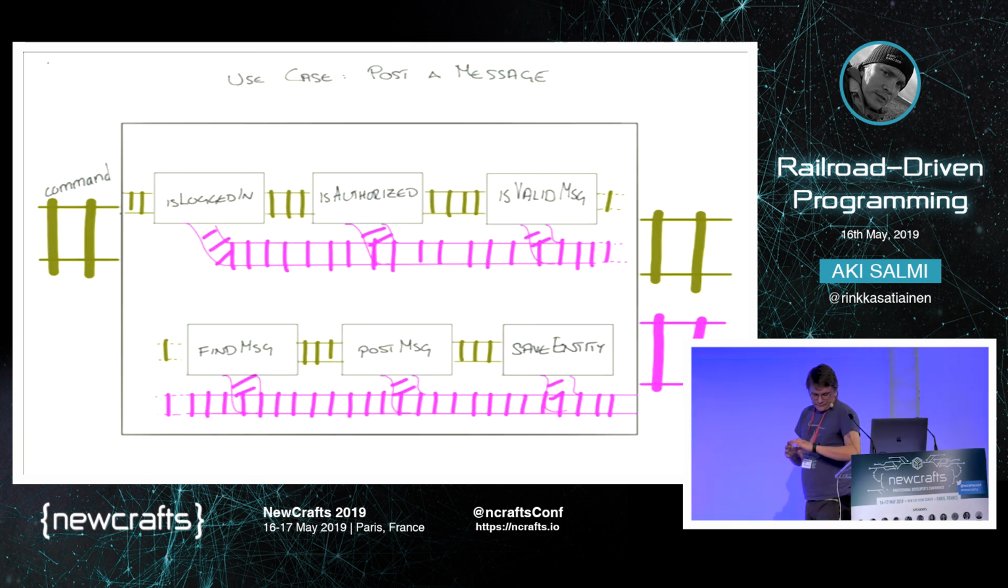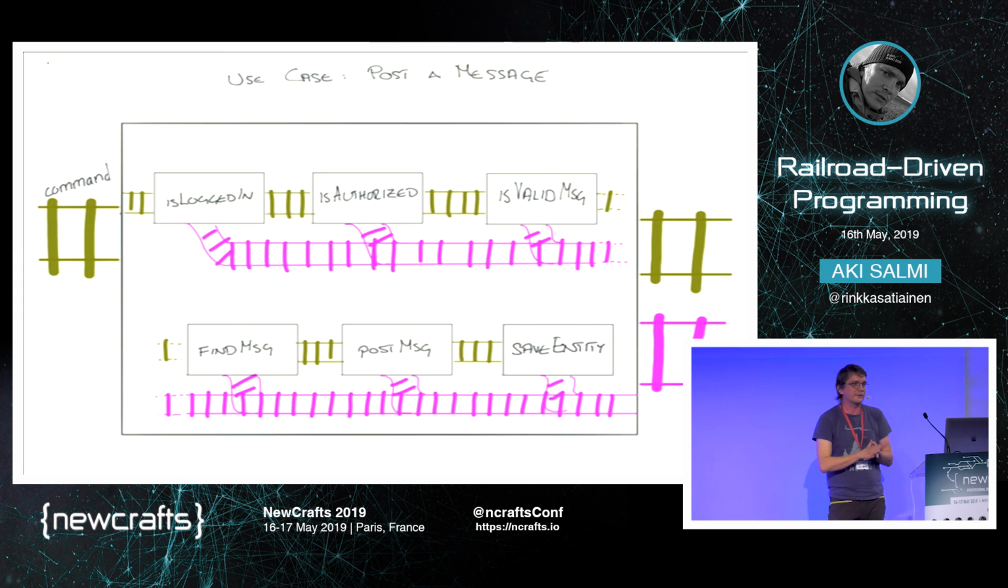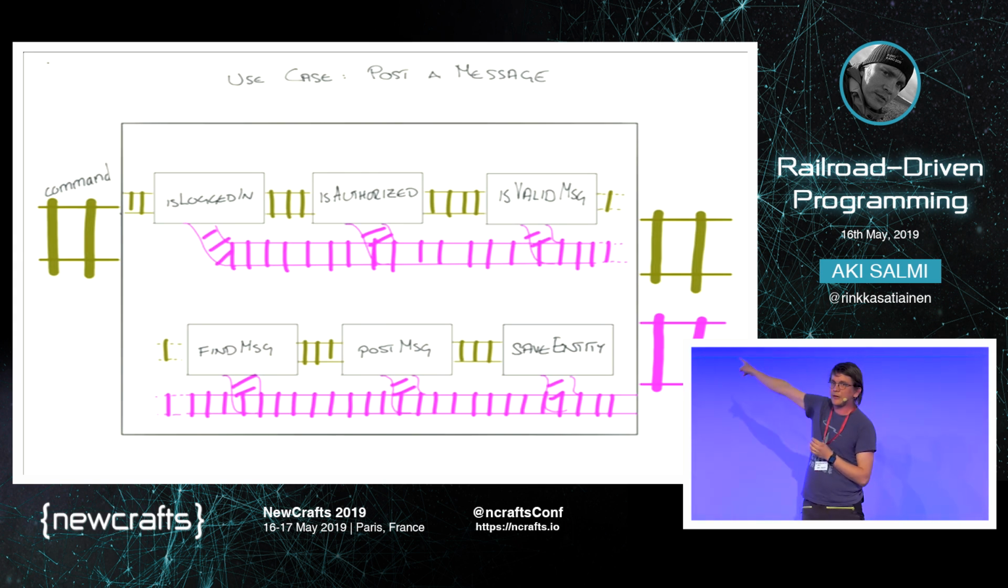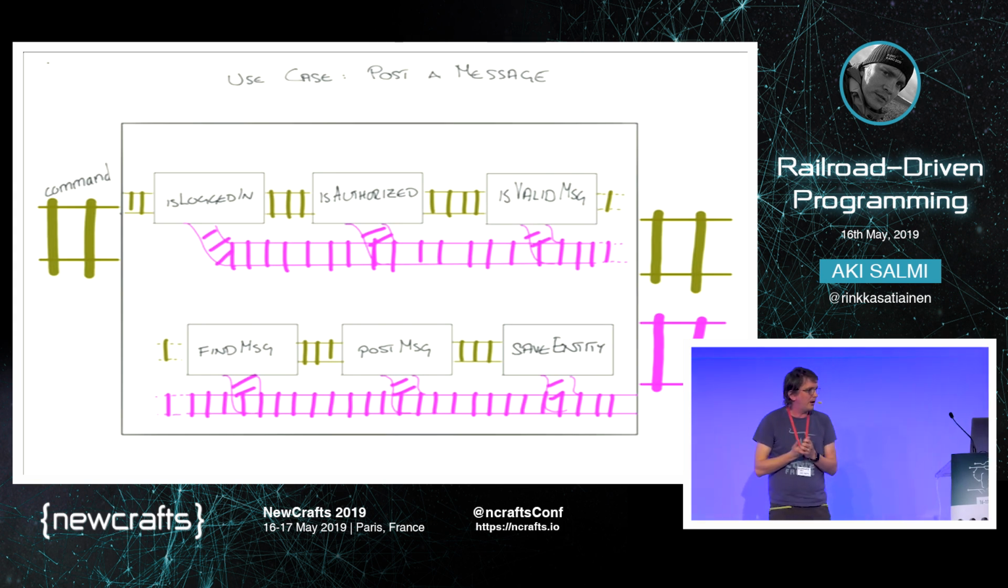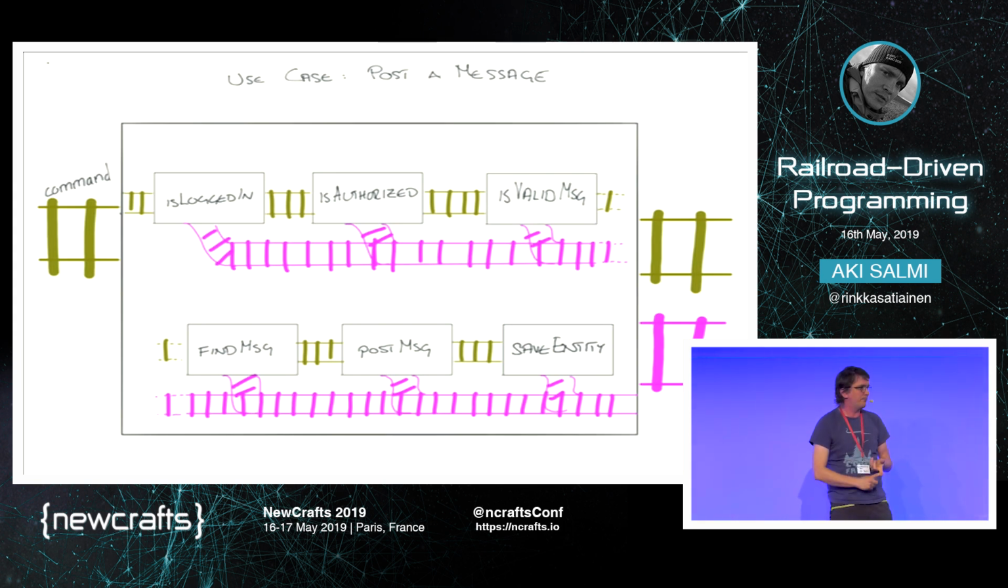So let's take this use case, posting this message. How it works is that I compose the whole use case out of these 6 functions. The first 3 up there are to validate. Okay, is the user logged in? Is it authenticated? Is it authorized? And then is the message valid? And then the domain logic, finding the message, posting the message, saving the entity, and all the domain actions are the ones beneath.